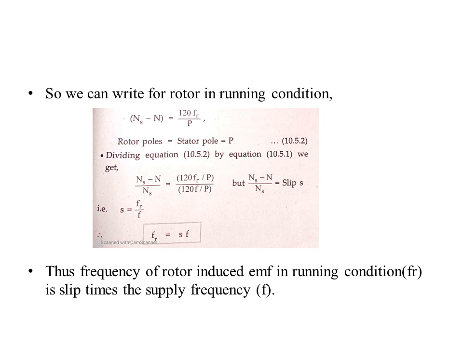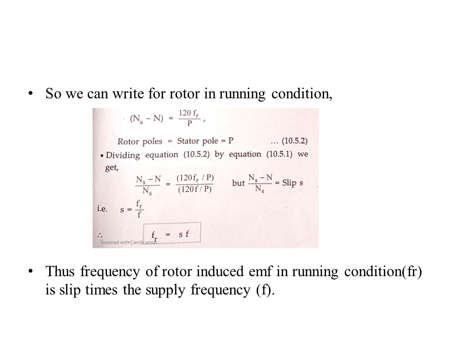So what is the slip speed? It is the difference between the synchronous speed and the actual speed of the motor, and it is equal to 120 Fr by P. Dividing by the equation for synchronous speed, Ns minus N divided by Ns is equal to 120 Fr by P divided by 120 F by P. But Ns minus N divided by Ns is equal to slip. So S is equal to Fr by F. So what is the frequency of the rotor induced EMF? Fr is equal to slip times the supply frequency. This is a very important derivation.